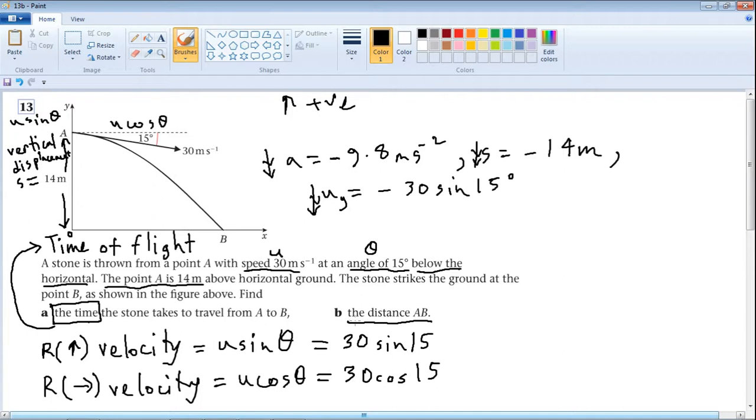Well, let us now solve part B. The question says to find the distance AB. Well, let us first know what is the distance AB. So the distance AB is from here to here. Here we can see that it is a curved line, but we are going to find the displacement, which is a straight line. So we are going to find this distance.